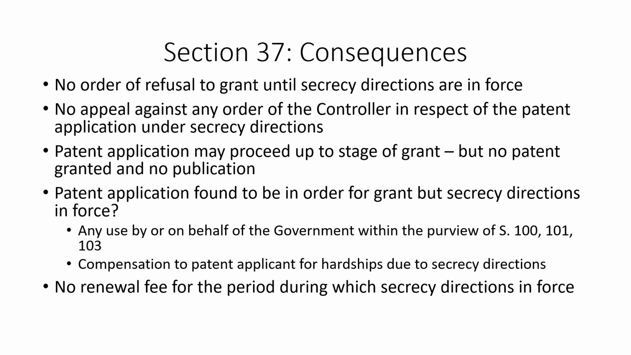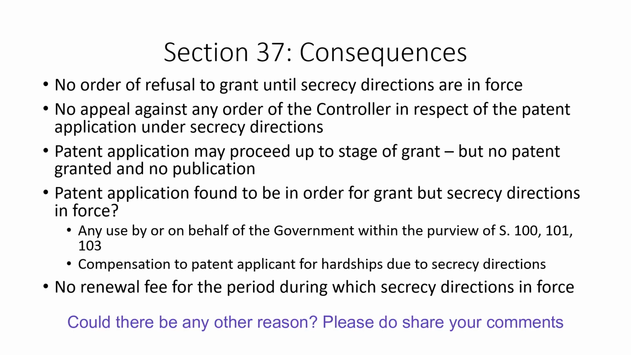Now what could be the reason for this particular provision? Maybe because for an order of refusal, you need to have a detailed reasoned order, and that detailed reasoned order has to come into the public domain. So probably since the secrecy directions are in force, you cannot in a way disclose the contents of that particular application even in an order of refusal, and thus that could be the reason behind not providing for any order of refusal until the secrecy directions are in force.